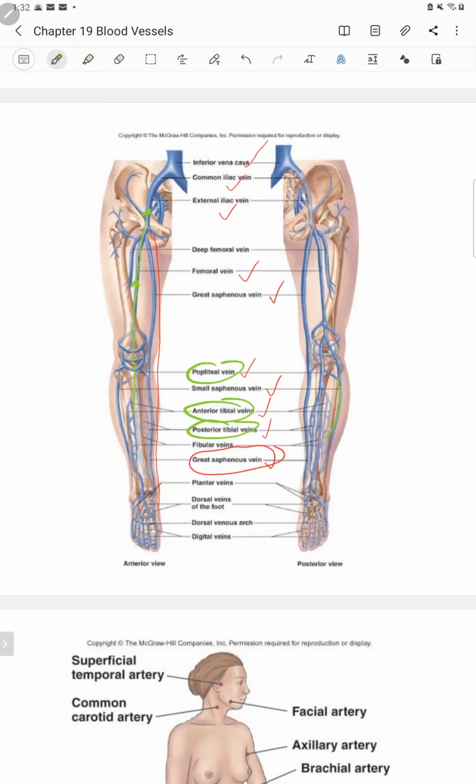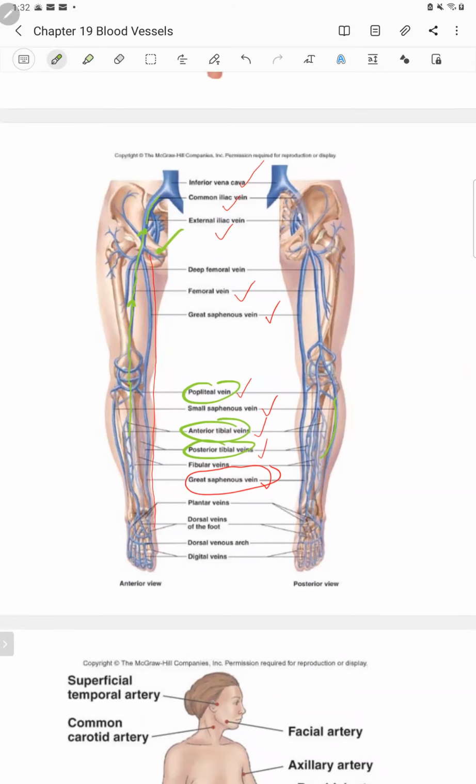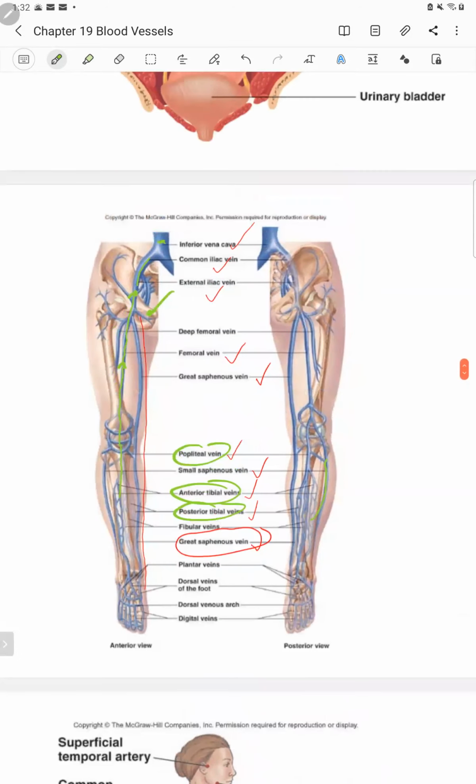And that will drain into the external iliac. You also have your internal iliac vein. And from the external, you'll come into the common iliac veins, and then eventually the inferior vena cava. And that goes all the way to the heart, all the way to the right atrium.